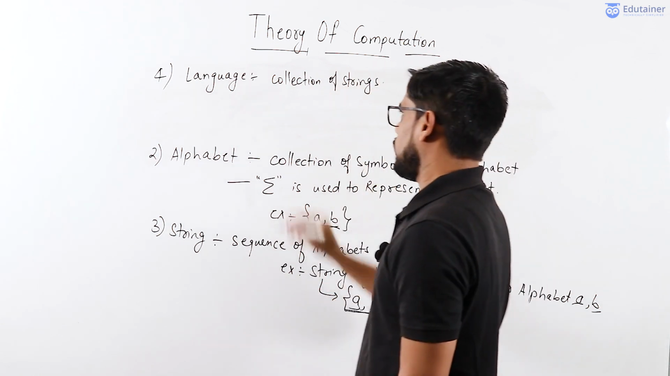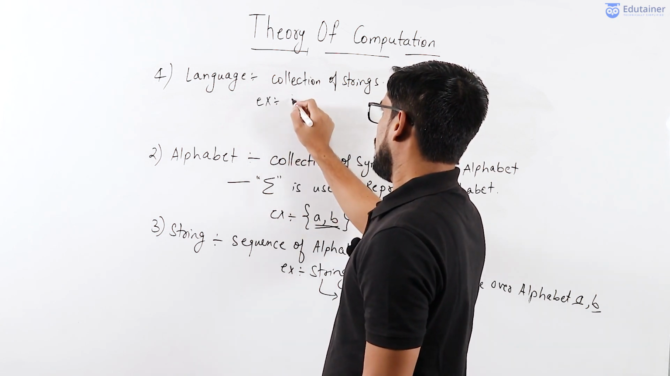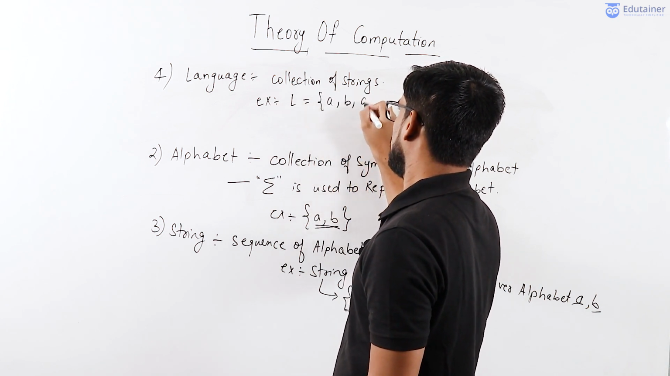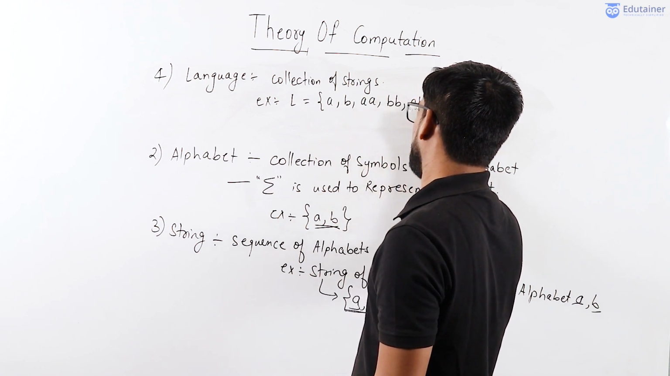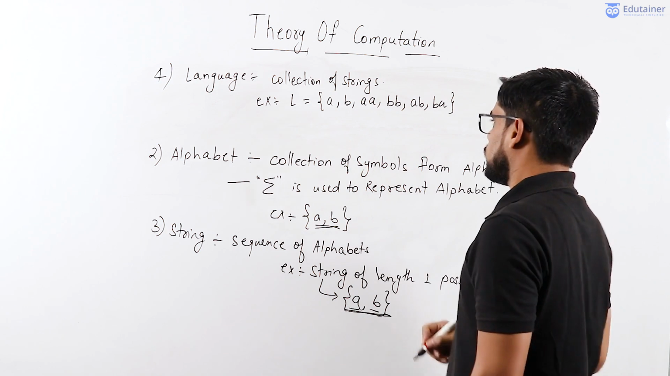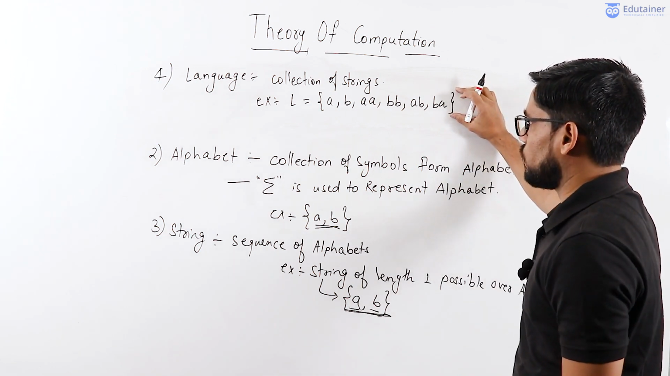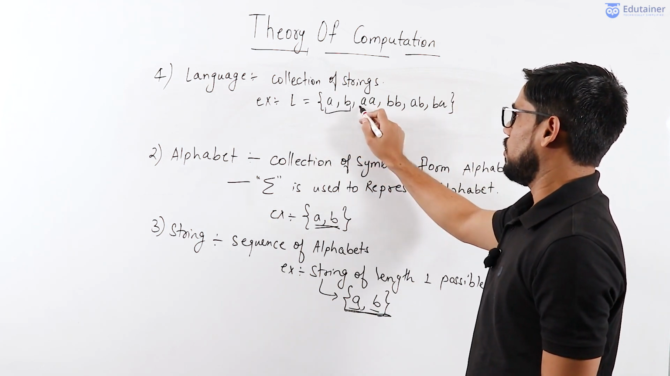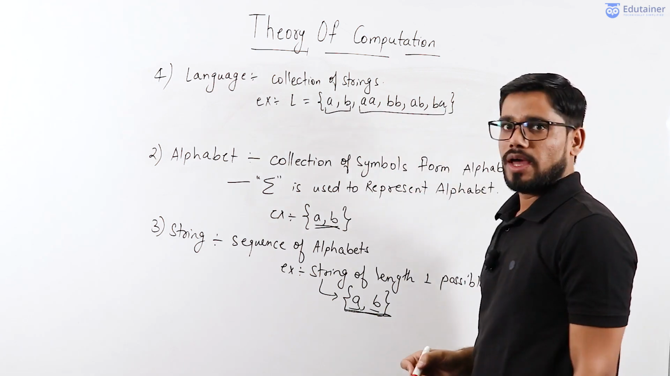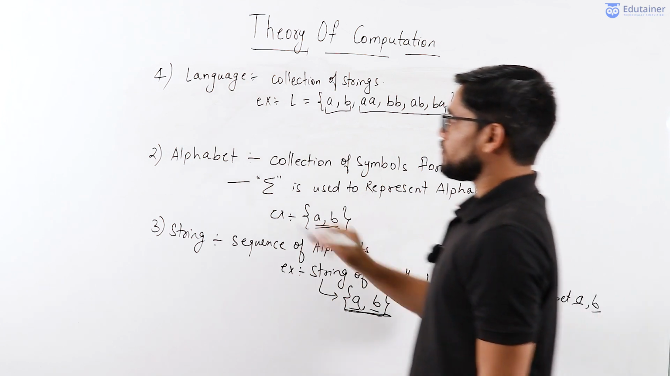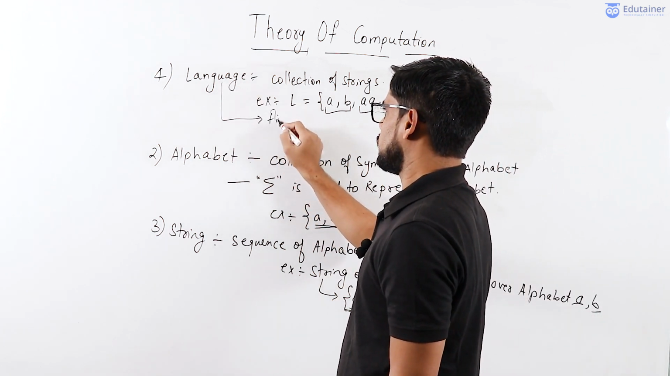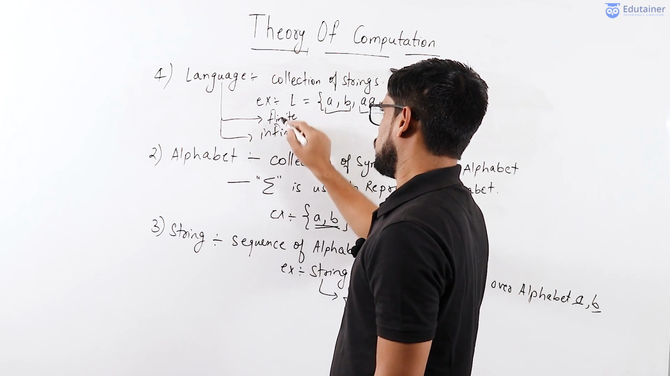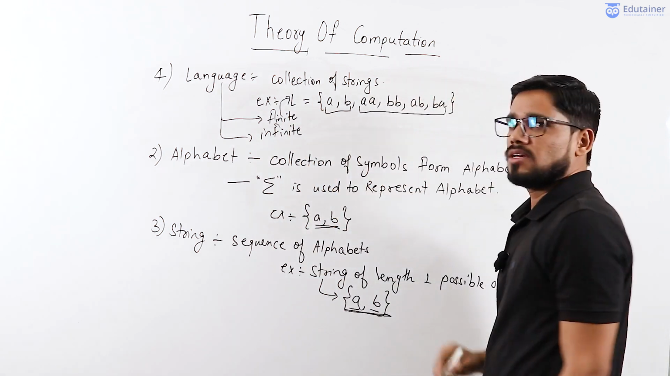For example, a language L might look like this: a, b, aa, ab, ba, bb. This is a language which is a collection of strings of length 1 or 2. So either the length will be 1 or the length will be 2, and it is finite. A language can be either finite or infinite. So the above example depicts a finite language.